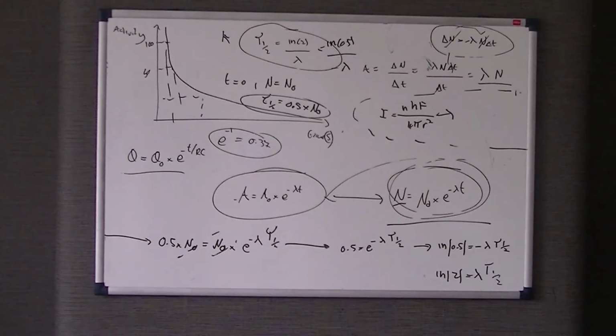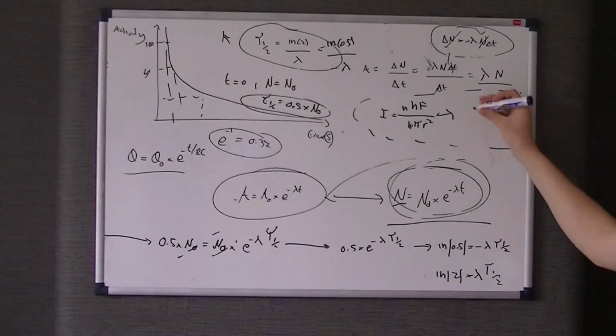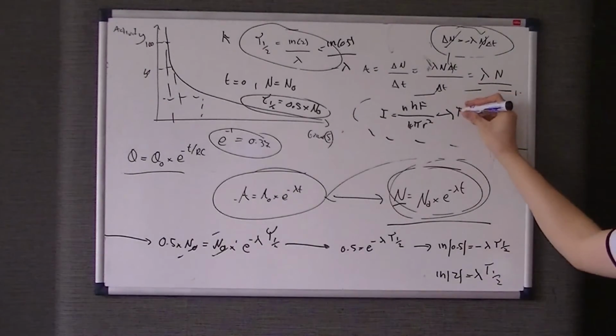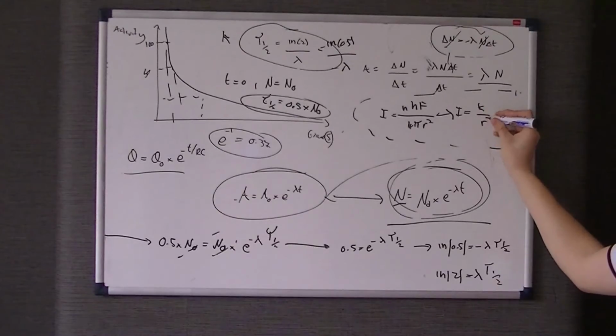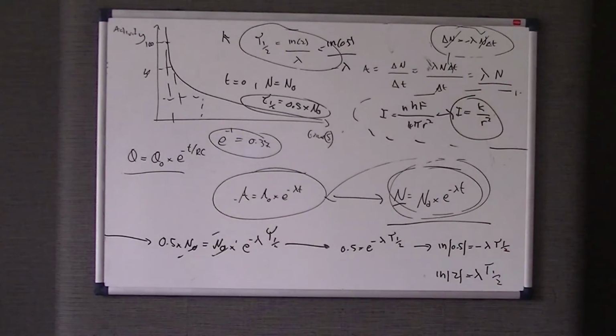So really it'd be k over r squared, okay? So I is equal to k over r squared, and that's the inverse square law of radiation, because if the intensity increases, you can apply it to the situation. Alright, hopefully that made some sense.